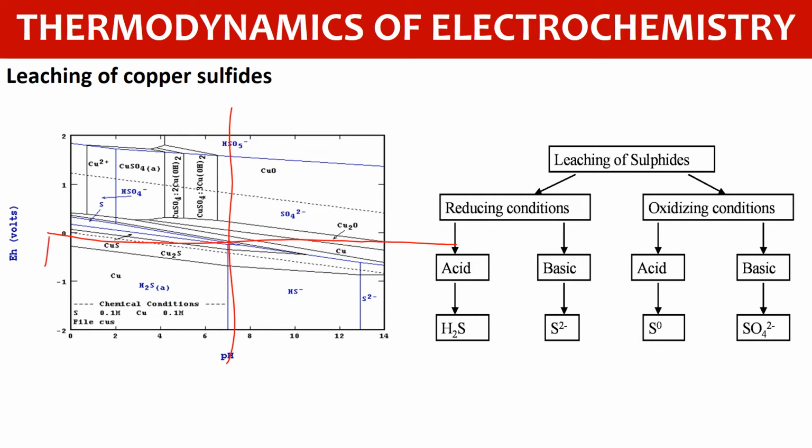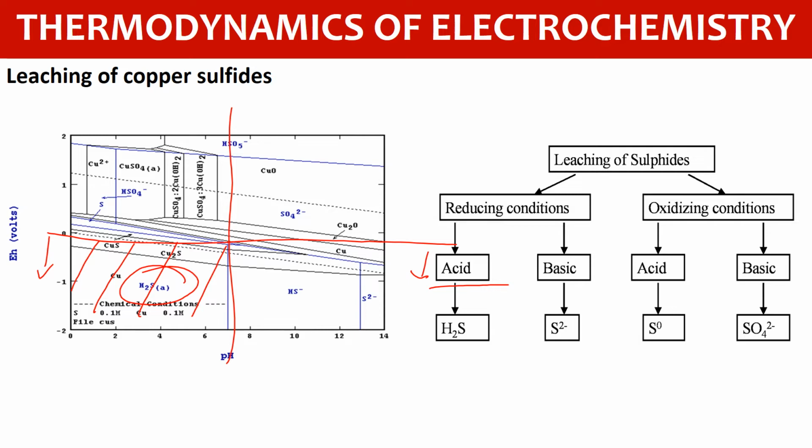Below zero, these are your reducing conditions, below this line of E0. So in reducing acidic conditions here, it means that you produce H2S gas, which is unwanted. Okay, you produce H2S, so it might not be a good idea to leach in these conditions.